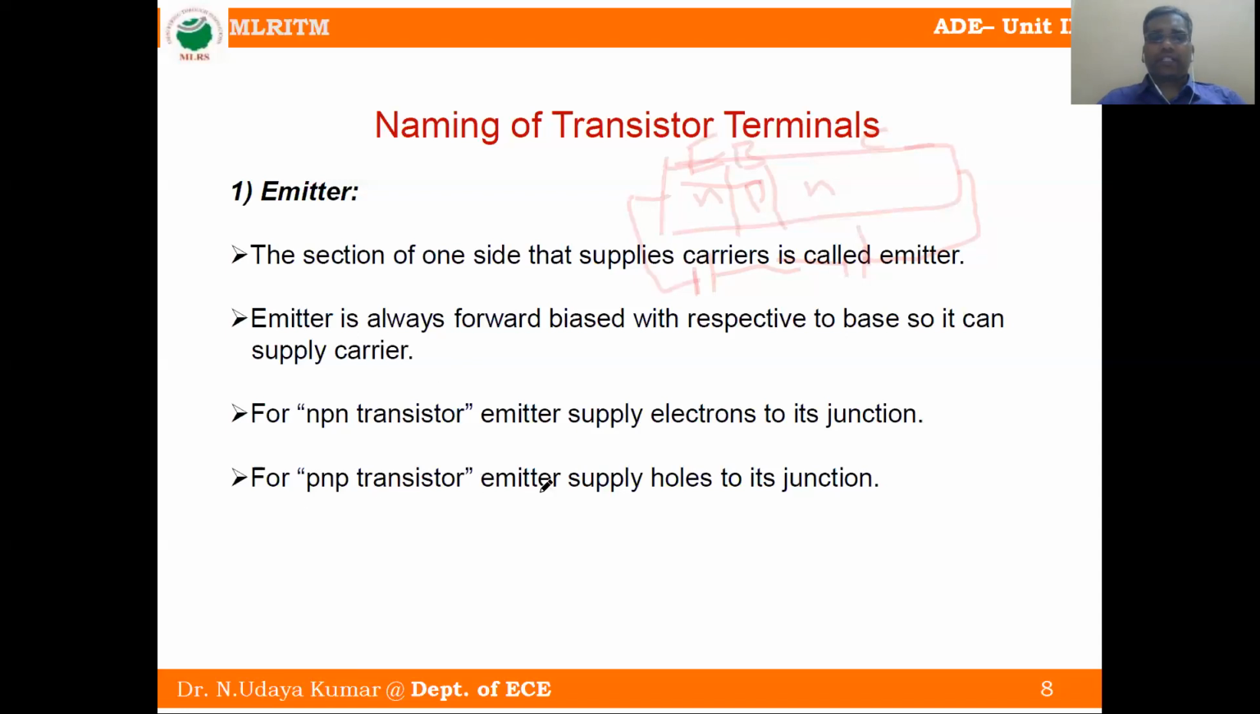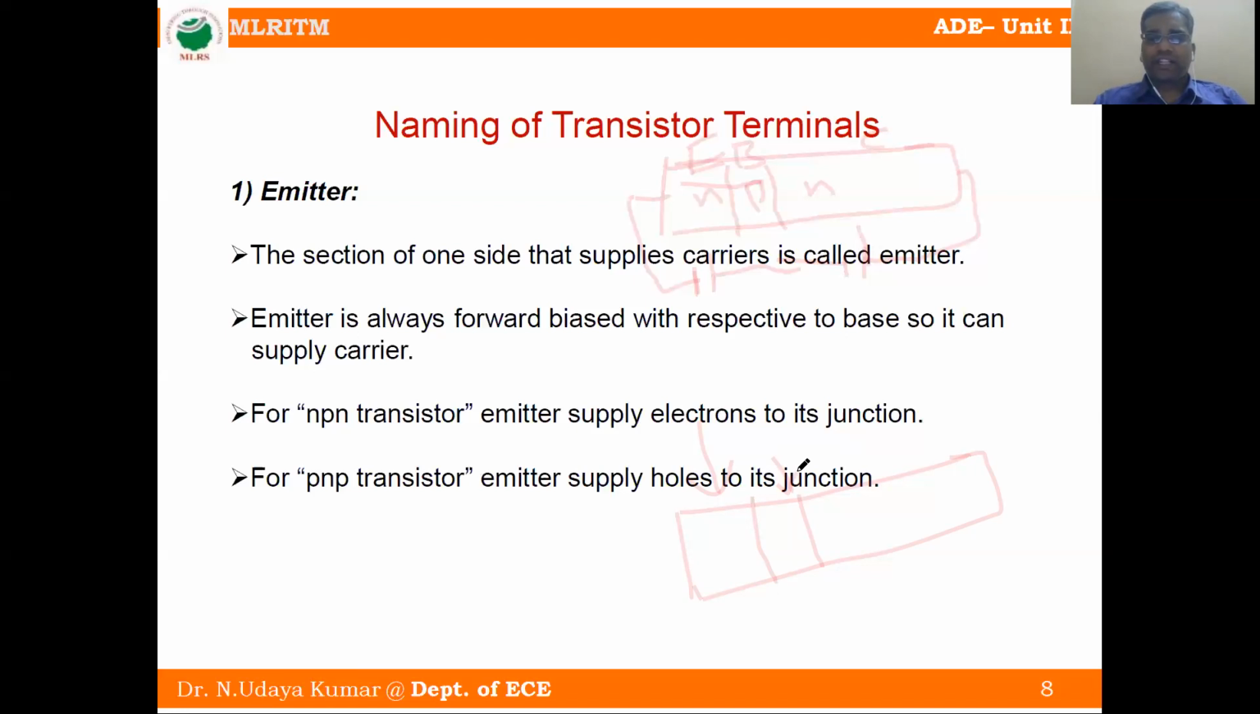So the emitter supplies electrons to the junction. Similarly, in a PNP transistor the emitter supplies holes to the junction. Okay. You can clearly observe size-wise also, this is n-type, this is the base and the collector. See, doping-wise, the emitter is heavily doped. This one, the base, is lightly doped. This one is moderately doped.